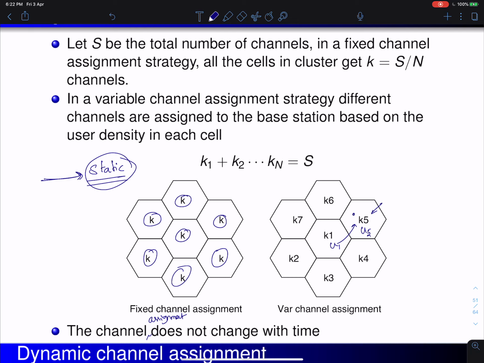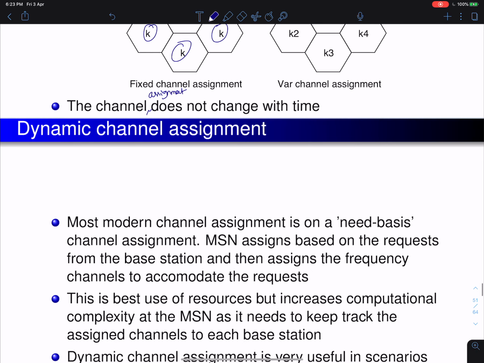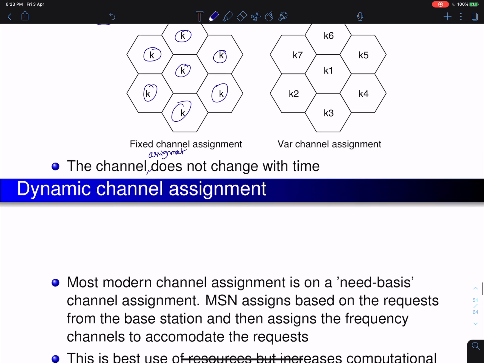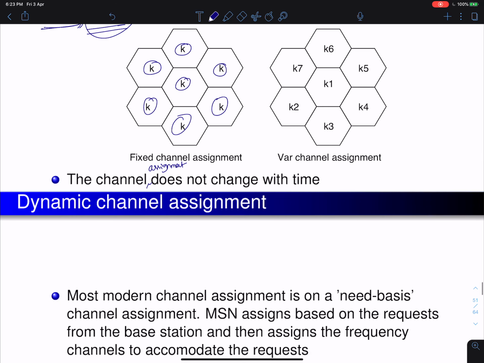Again, the users can come back to this region, maybe even U5 users, or more users may be coming to cell 1 because some event is happening in cell 1 and you have more users in that region. So in those cases, a static channel assignment is not an optimal solution. In that case, what we do is what we call dynamic channel assignment. The channels will keep varying per cell.